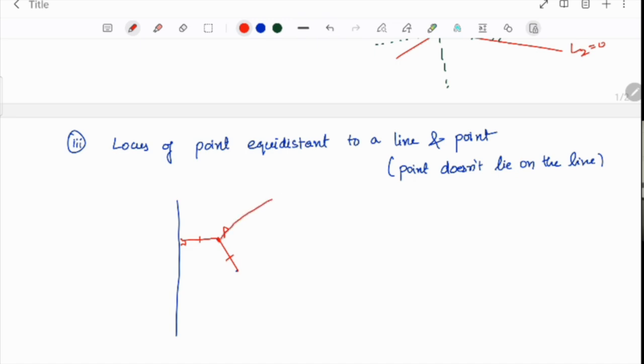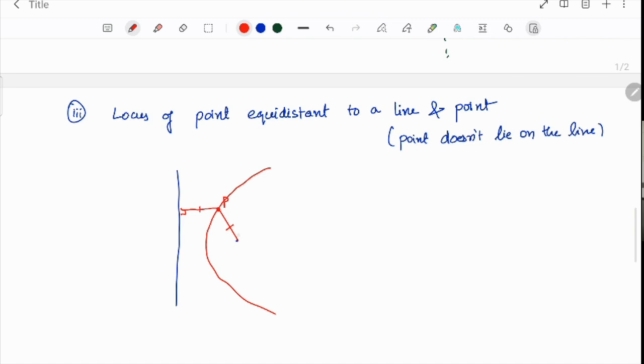Parabola. Like this. Two points are given, equidistant to two points means perpendicular bisector. Two lines are given, equidistant to two lines means angular bisector. One point and one line are given, equidistant to point and line means parabola.